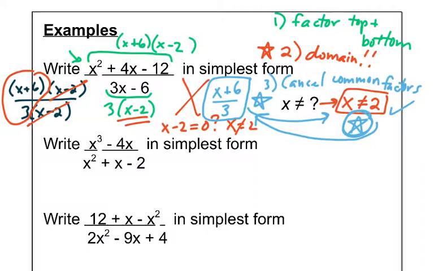Okay, so step 1, factor top and bottom. Step 2, stop and do domain before you move on. And then step 3. It's so tempting to do step 3 first. Let's cancel first, but then you might miss some domain stuff. Okay, let's try the second and third one. If you feel comfy, go ahead and try it on your own, and we'll check back.